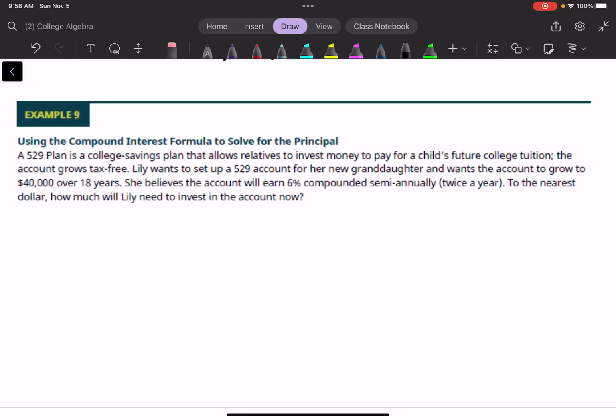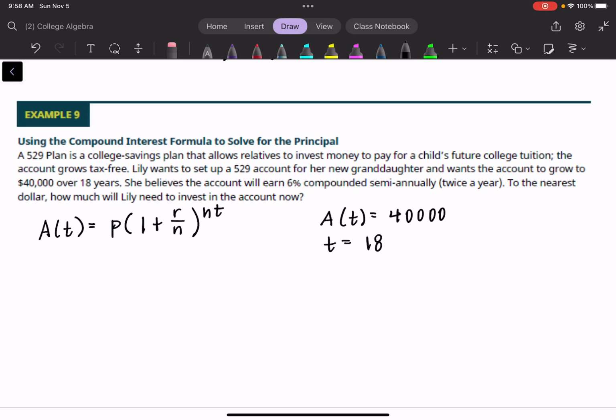Moving on to example 9, this uses the same compound interest formula that we used previously. However, now we're wanting to solve for P, the principal. That's fine. We're just going to attack this the same way we did. Let's pick apart everything that is given to us in the scenario. This time, it's going to give us the amount in the account, which will be $40,000. T is 18, because they want to know how much they need to invest to get that value over 18 years. The rate is expected to be 6%, and the compounding is semi-annual, so that's 2.